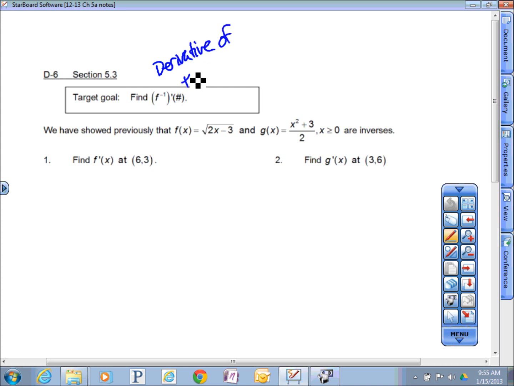of the inverse of f at x equals some number. That's what we're really trying to figure out. Now, if you know how to find the inverse, then you find the inverse, you take the derivative, and you plug your number in. What's going to get tricky is when you can't do it.